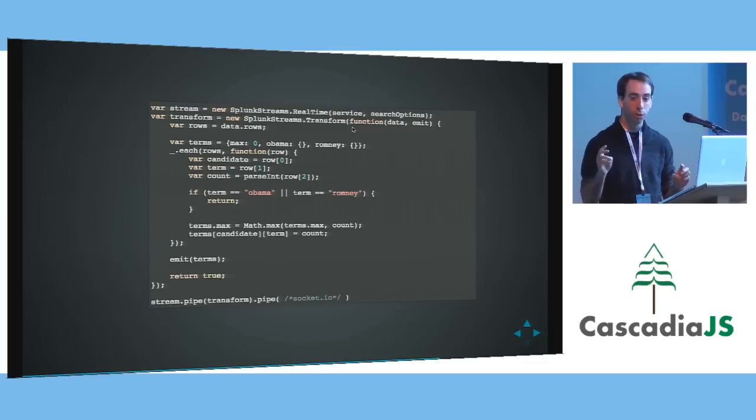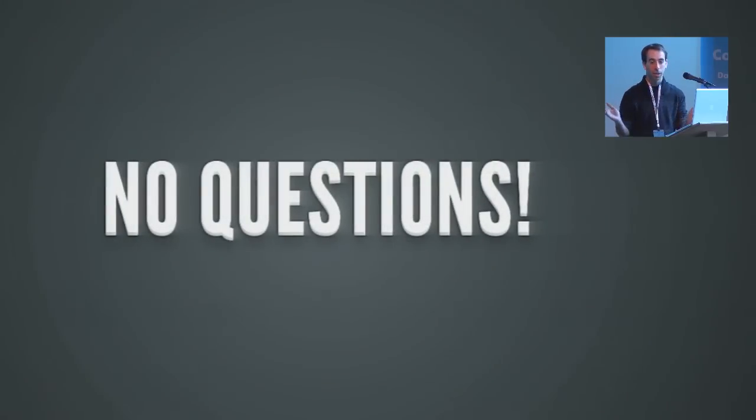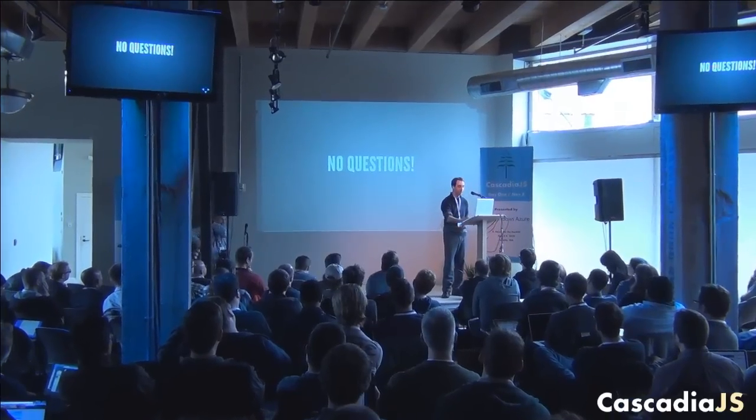And then we have this transform stream. It takes the data stream, transforms it, and emits new data. So you can see, like I told you, I exclude the Obama and Romney terms. But then all I do is parse things and store them back so I know what my domain of numbers is. Then I stream the data stream to the transform stream, and then I pipe it out to socket.io. Socket.io is not streamable, so it's in quotes, but you get the basic idea. And that's basically it. We're not taking any questions, so no questions.